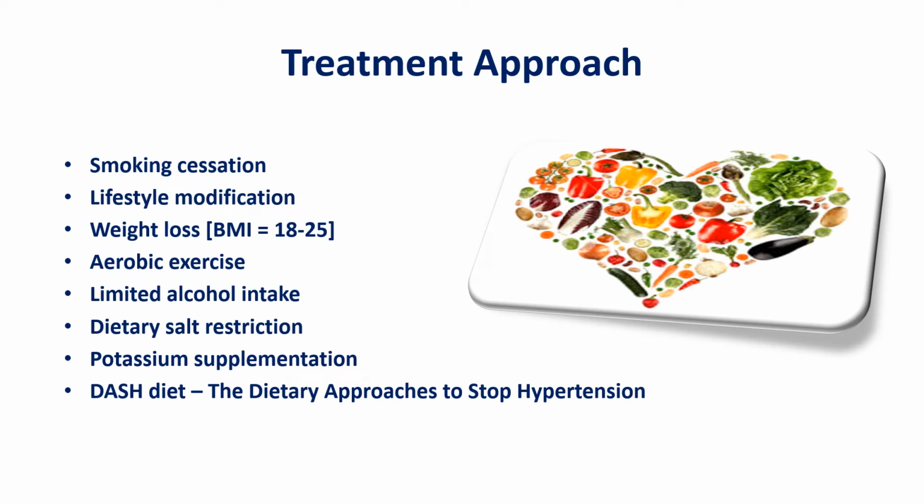Treatment approach. Just like anything else in medicine, we always like to start with non-pharmacological interventions. So the first one is lifestyle modification. If you are a smoker, we need to have a conversation regarding that. So stop smoking, weight loss, exercise, cut down on alcohol intake. Also potassium supplement, unless it's contraindicated, of course.